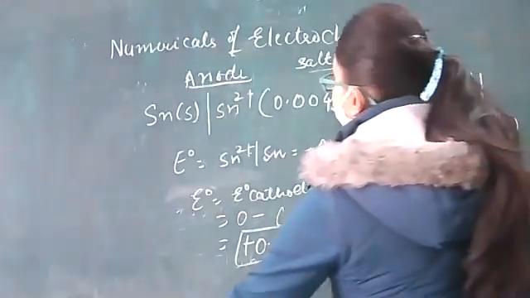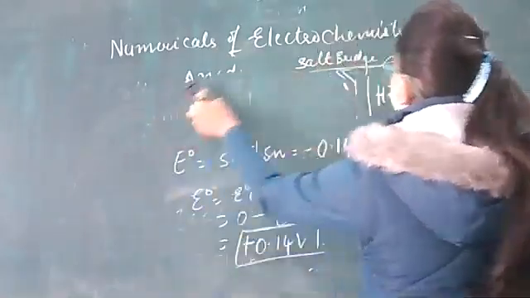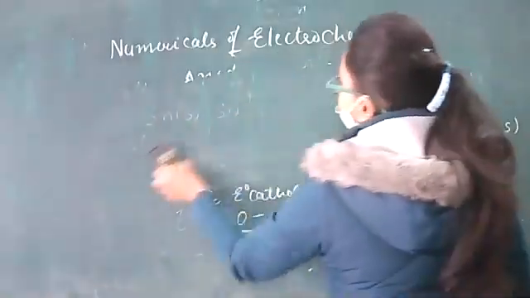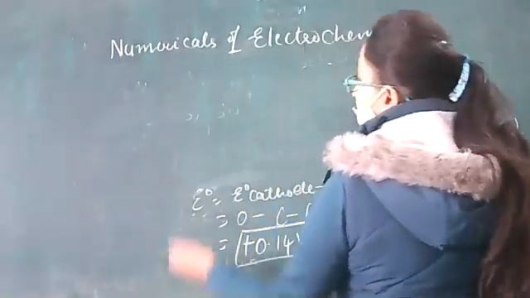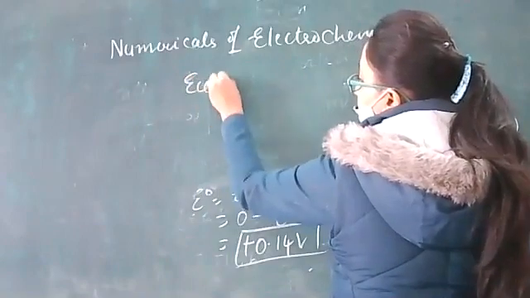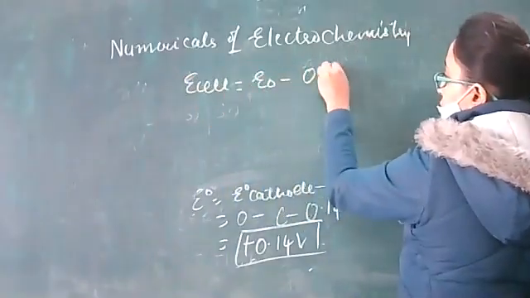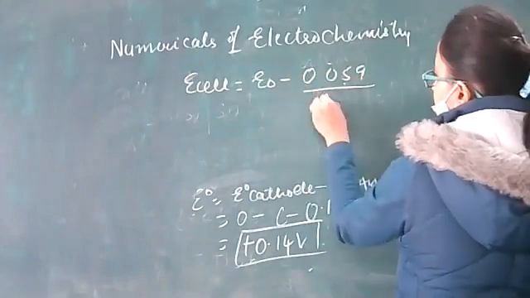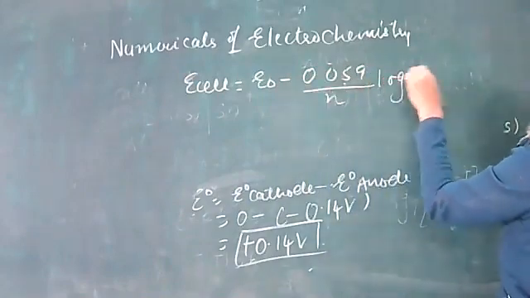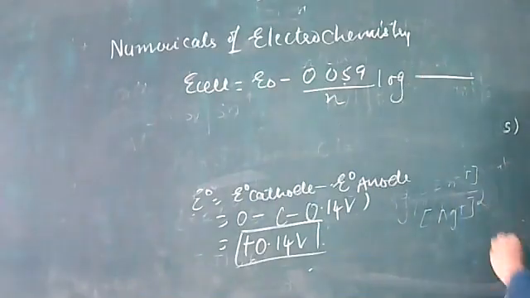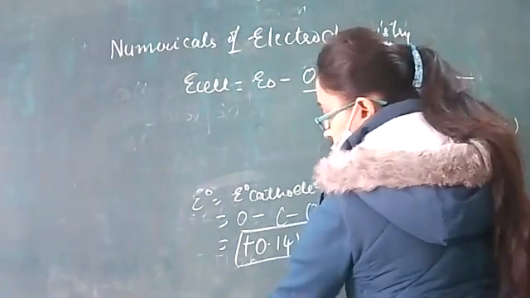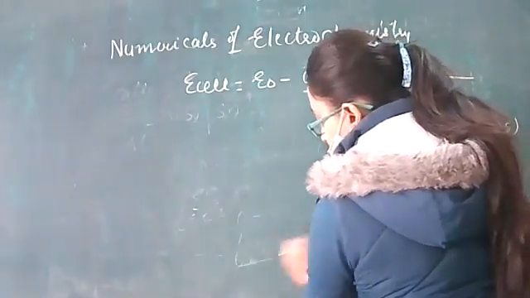Now what do we have to find? E cell. What is E cell again? This is E naught minus 0.059 divided by n log. Now what is here and what is here? You must know the cell. Let us draw the cell.